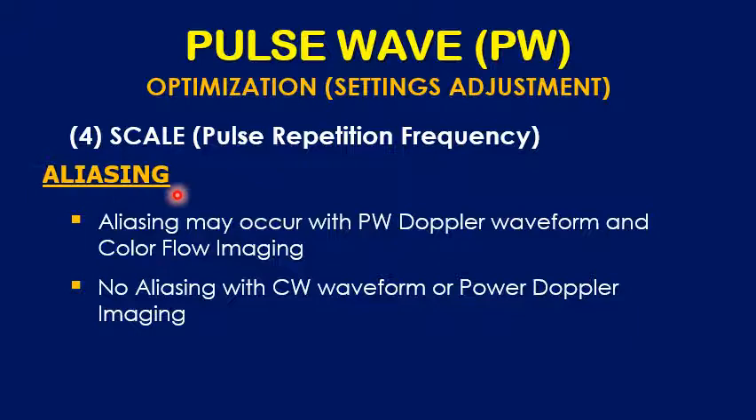Somebody might ask, does aliasing happen with the Doppler spectrum waveform? Yes, it happens there. And it also happens with color Doppler. Color Doppler also shows aliasing. How about continuous wave Doppler? No, no aliasing. Why? Because the PRF is almost infinity, so the Nyquist limit is infinity. No way that the velocity can match this infinite PRF and Nyquist limit.